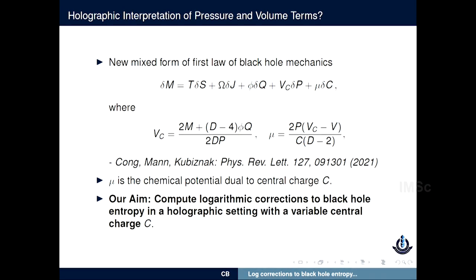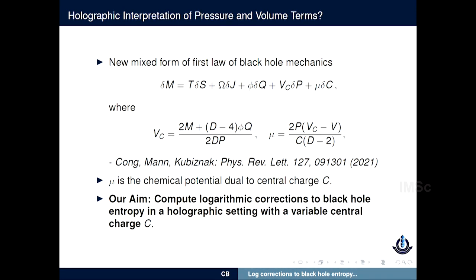The new ingredient is a chemical potential, because you are in a situation where you are changing the central charge of the system. So obviously there will be a chemical potential dual to it, which will take care of the changes. So that actually appears in the first law.